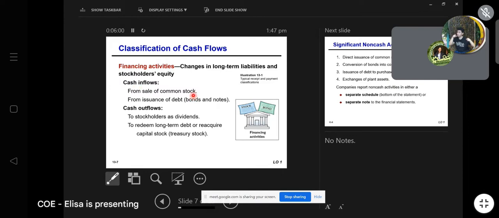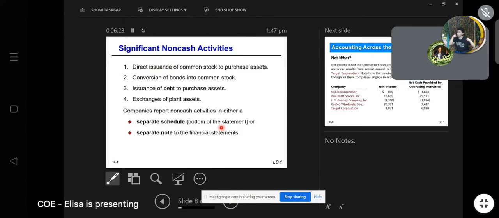And then from the contribution of the owner, by the time mang-issue kang dividend, so that will be a reduction from financing activities. And then when you pay or redeem the bonds, that will also be a financing activities transaction. Okay, so masabtan nato na siya.